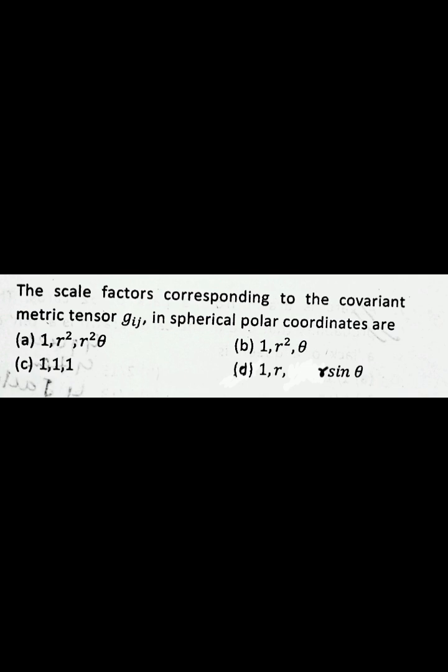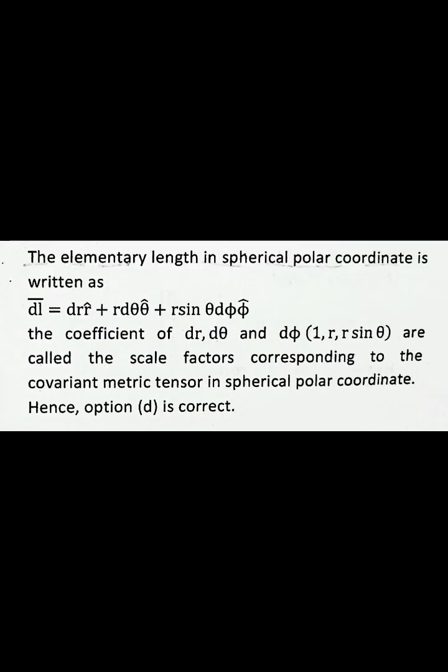The next question is, the scale factors corresponding to the covariant metric tensor Gij in the spherical polar coordinates are dash. In the spherical polar coordinates, the elementary length is written as dl is equal to dr r cap plus r d theta theta cap plus r sin theta d phi phi cap. So here the coefficients of dr, d theta and d phi are 1, r, r sin theta. So the answer is 1, r, r sin theta, that is option D.